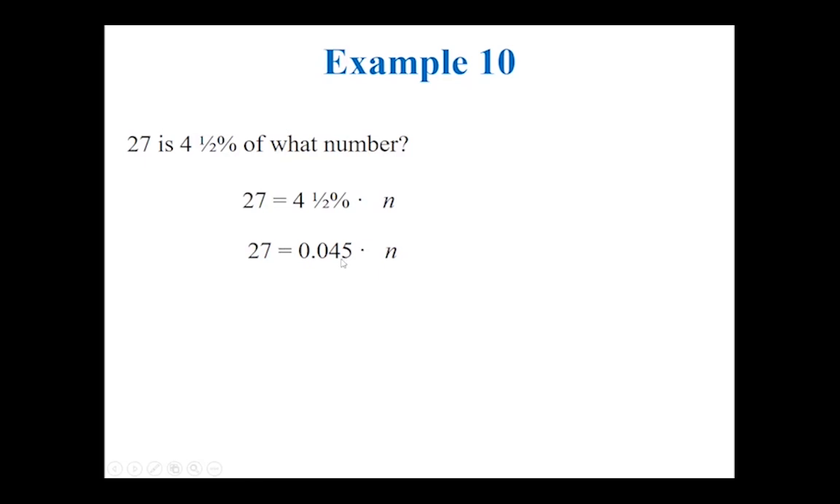We start with our decimal point between the 4 and the 5. We move the decimal point 2 places to the left to get our decimal, 0.045. We need to get rid of multiplying by 0.045, and when we divide both sides by 0.045, we get n equals 600.